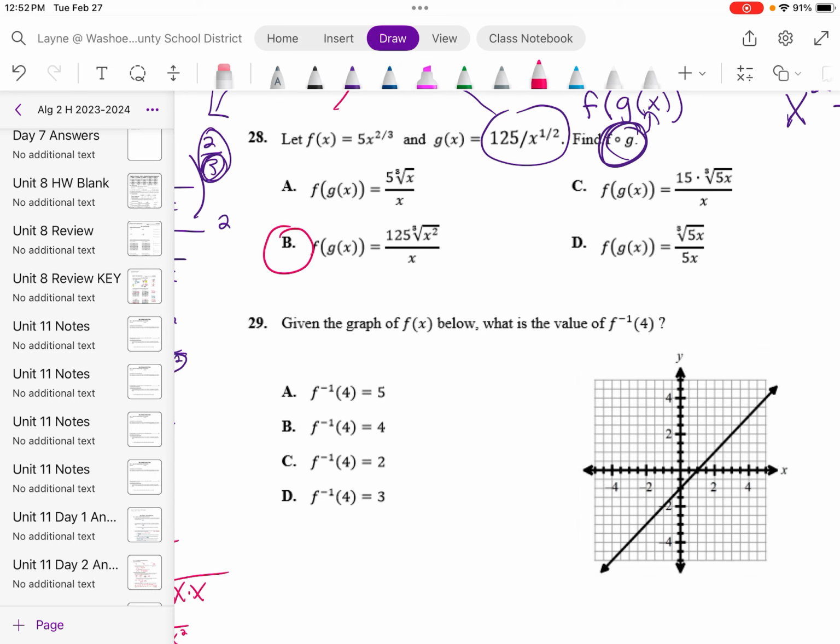Given the graph of f of x below, what is the value of f inverse of 4? So what this means is, this notation here, f negative 1 of 4 means f inverse. So we're taking the inverse of f of x. So what I would do first is just graph the inverse of this function. So the inverse means you switch all the x's and y's. So like this one contains the point 1, 0. Ours should contain the point 0, 1.